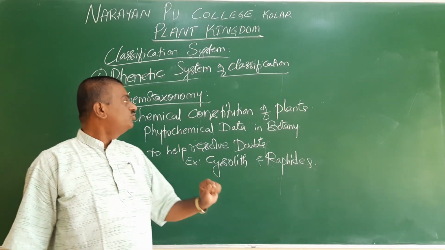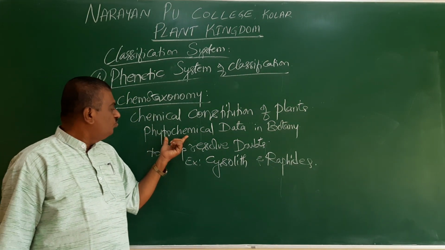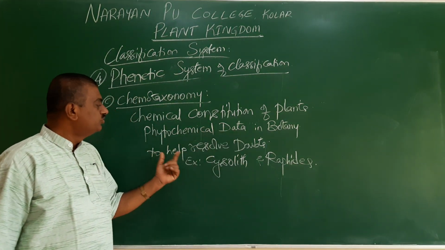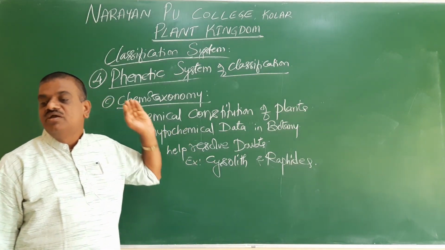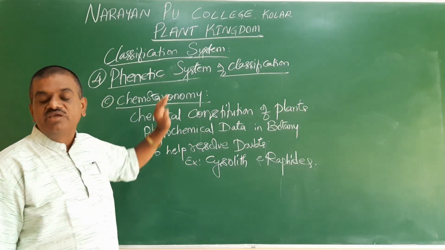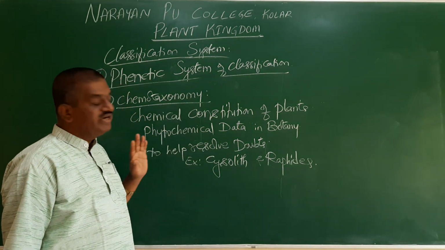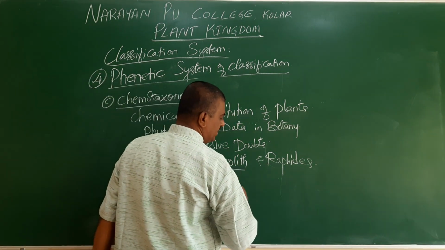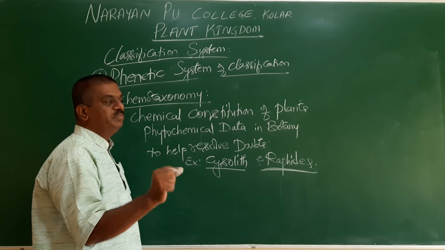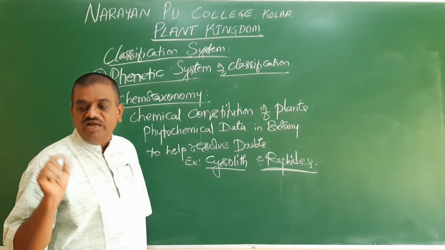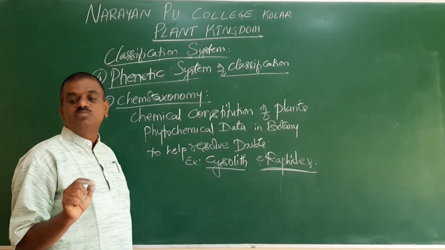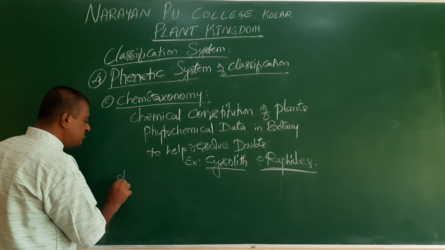In chemotaxonomy, the phytochemical data in botany helps to resolve doubts present in plant botany. Here, the characters are classified based on chemical compositions. For example, cystolith and raphides. Based on this chemical composition, the characters are sorted out and can be placed in the databases. So this is called chemotaxonomy.